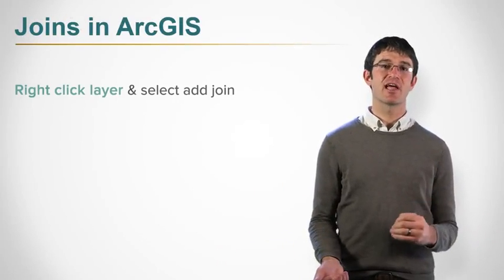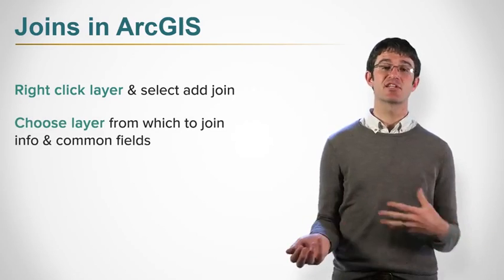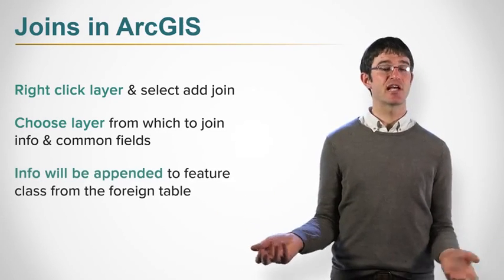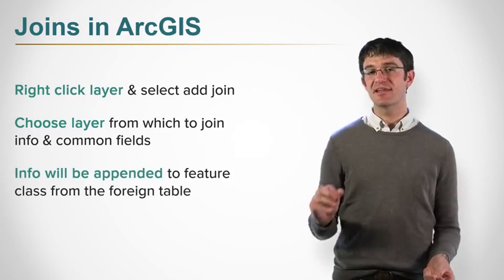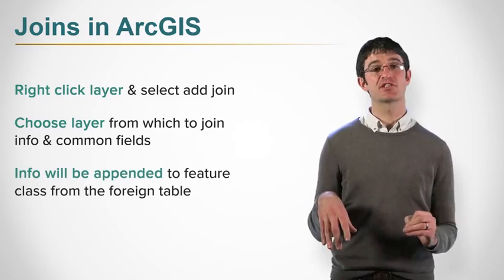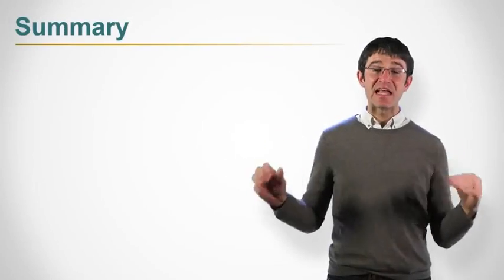The last thing I want to reiterate in this lecture is just a reminder of how we do joins in ArcGIS. You can right-click on a layer and select Add Join. From there, you can choose the layer from which to join information and the common fields that the two layers have. At that point, information will be appended to the feature class from the foreign table. If you need to see this process in action, review the lecture on performing joins in ArcGIS from the first class in this specialization.